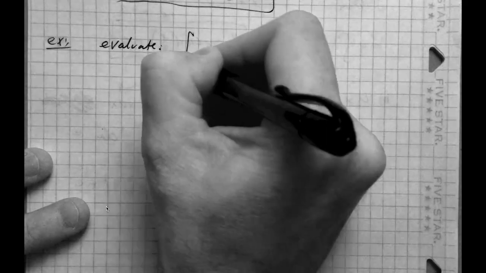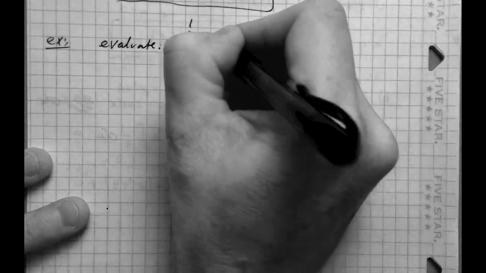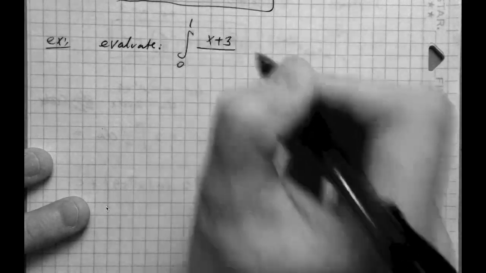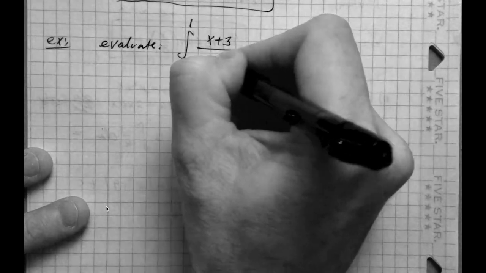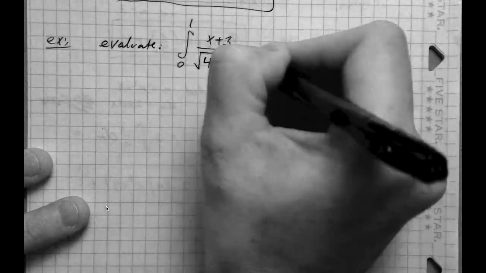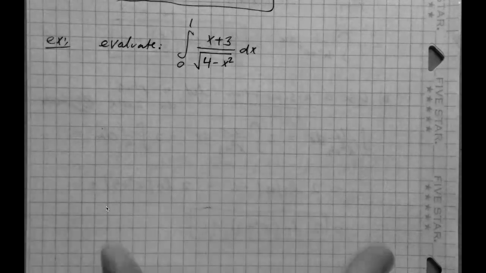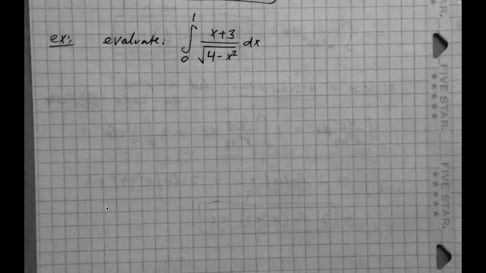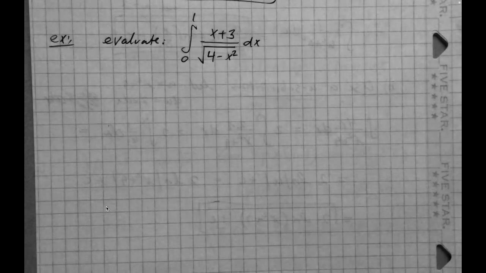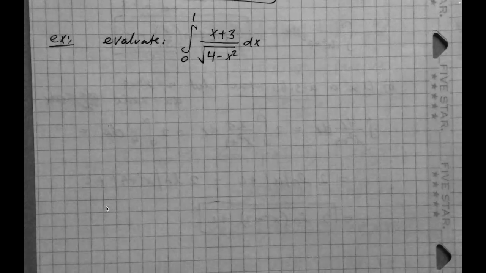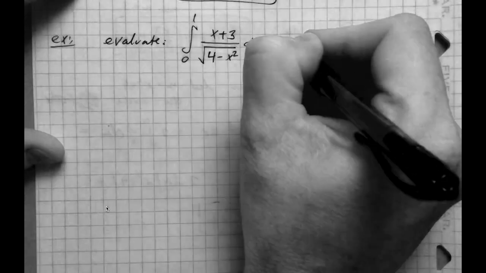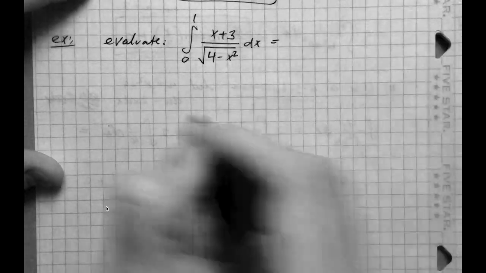The integral from 0 to 1 of x plus 3 over the square root of 4 minus x squared. Okay, so something like this. Right, with this kind of integral, you see that numerator where you've got x plus 3. It's very common when you have something like that to want to break the integral up into two separate integrals. And that's indeed what we're going to do here.